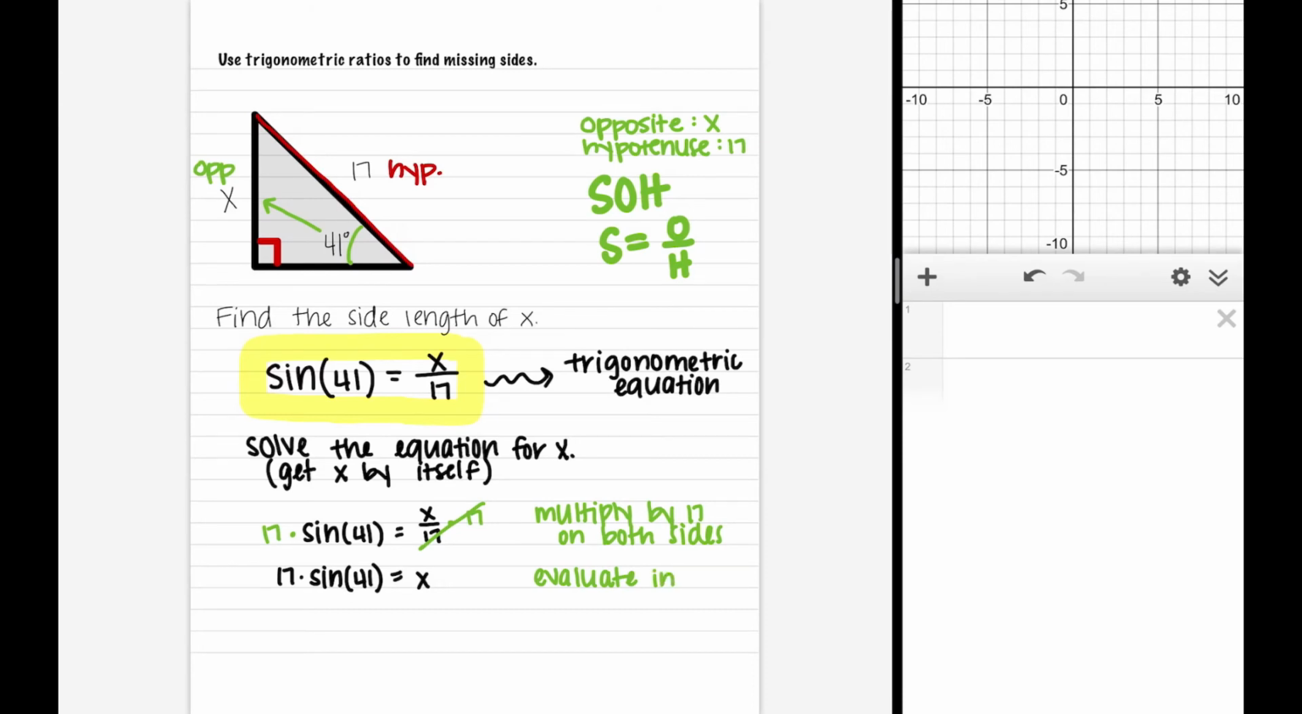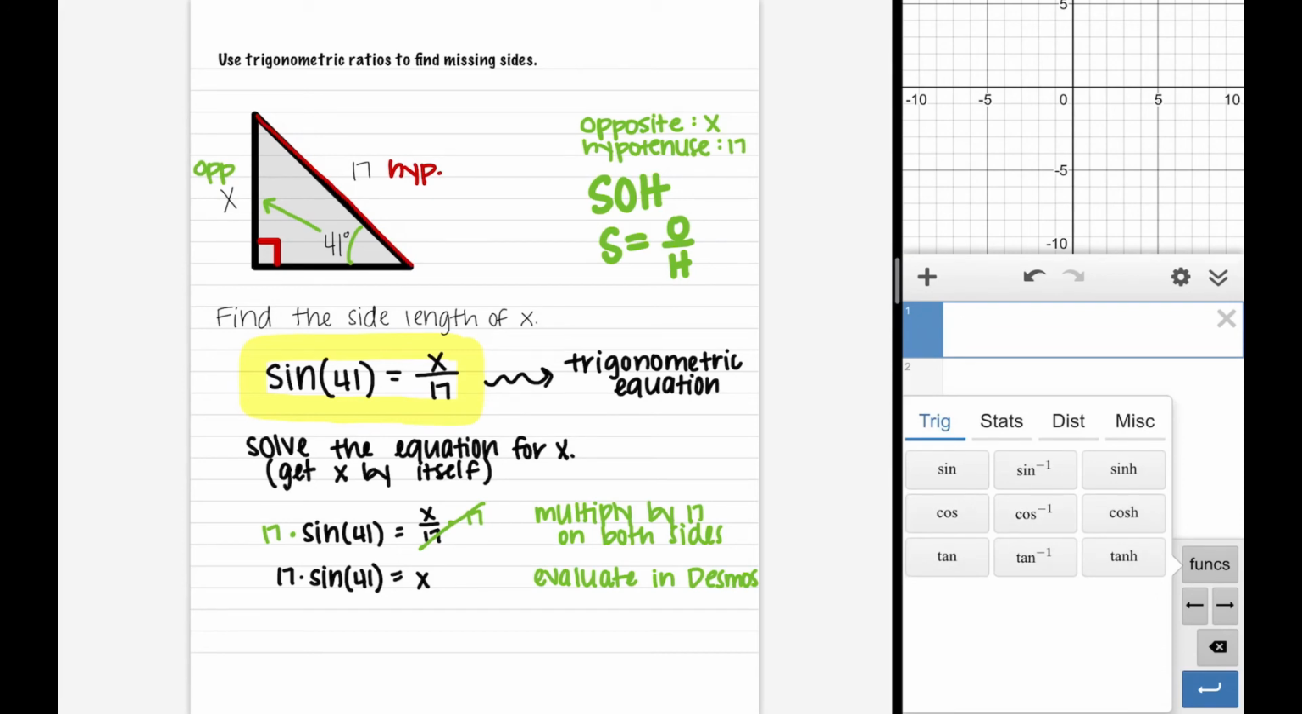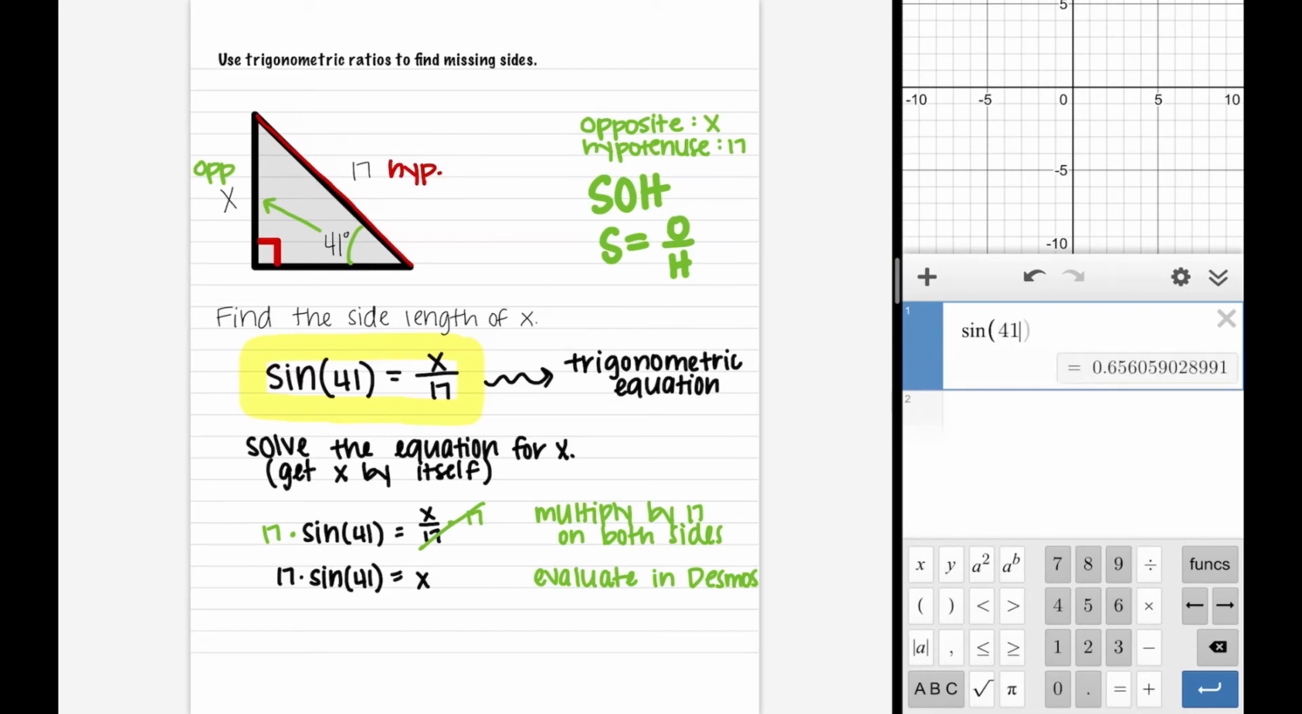So we're going to evaluate this in a calculator, or in this case, we're going to use Desmos. So in Desmos, and your handheld calculator, if it's a graphing calculator, it will have this feature where you can go to Functions, and notice that I have a Trig tab. So under Trig, I'm trying to find the sine of something. So I can press that sine button, and it'll let me type in 41. I don't want to just know sine of 41 though, I want to know 17 times that. So 17 times sine of 41.